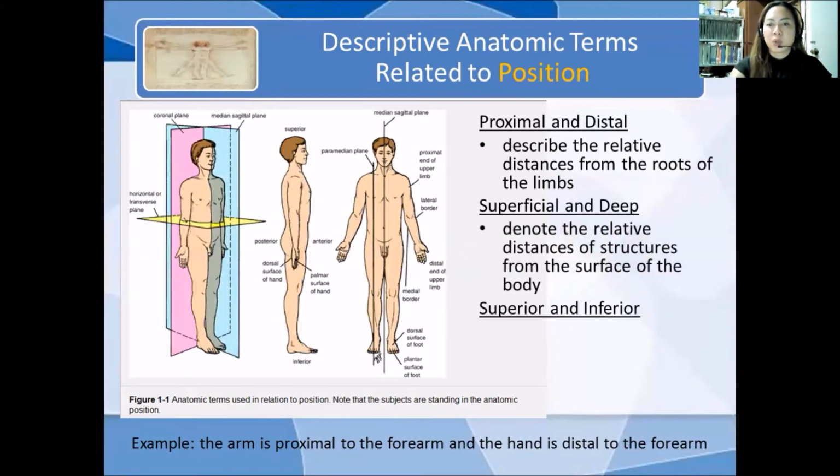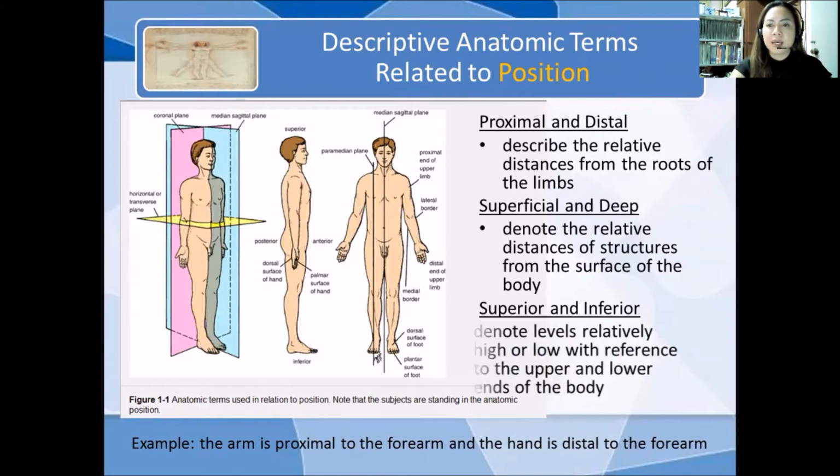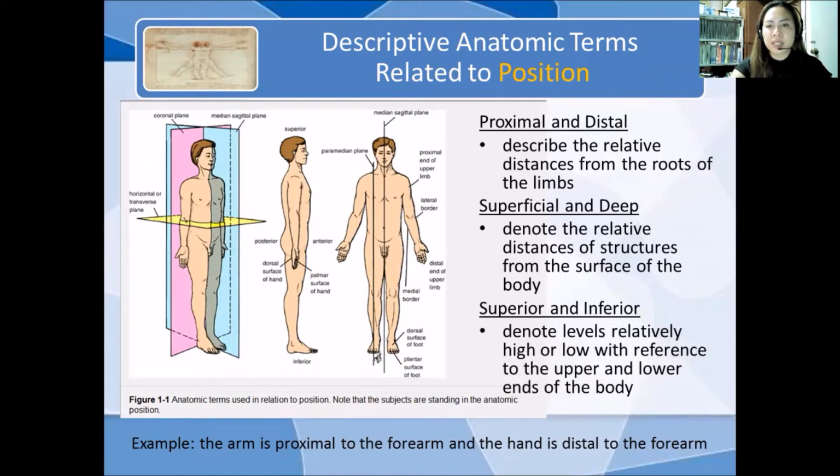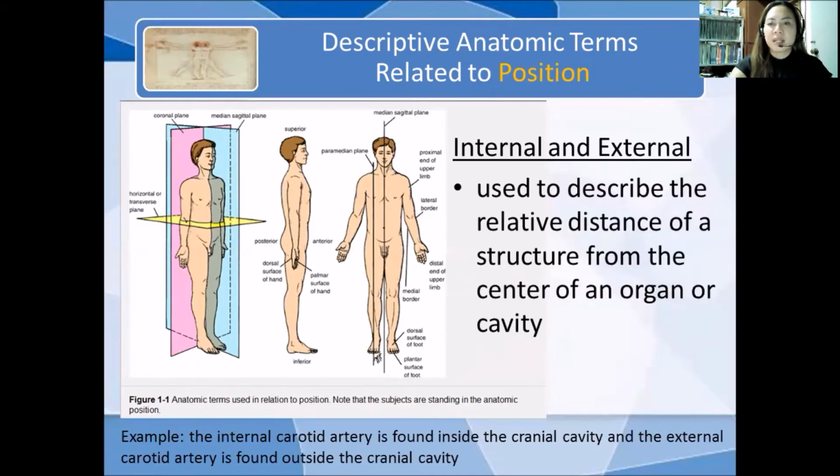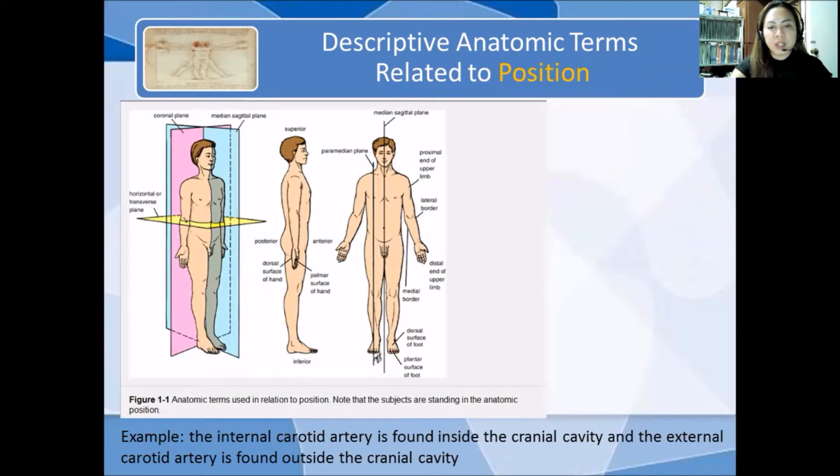Okay, so another one, superficial and deep. This denotes the relative distances of structures from the surface of the body. Kung superficial or kung sa ilalim, that is deep. Okay? Then superior and inferior. This denotes levels relatively high or low with reference to the upper and lower ends of the body. This is used to describe the relative distance of a structure from the center of an organ. For example, the internal carotid artery is found inside the cranial cavity and the external carotid artery is found outside.